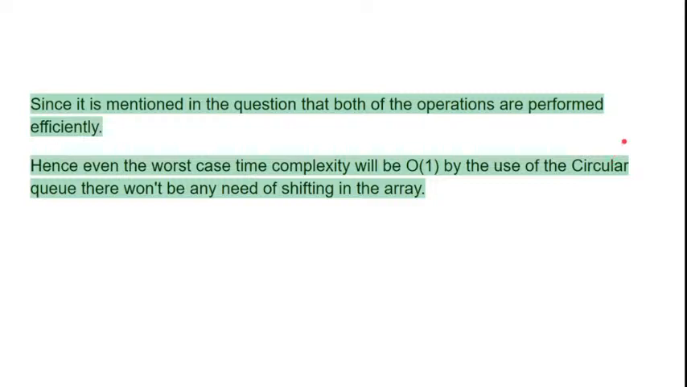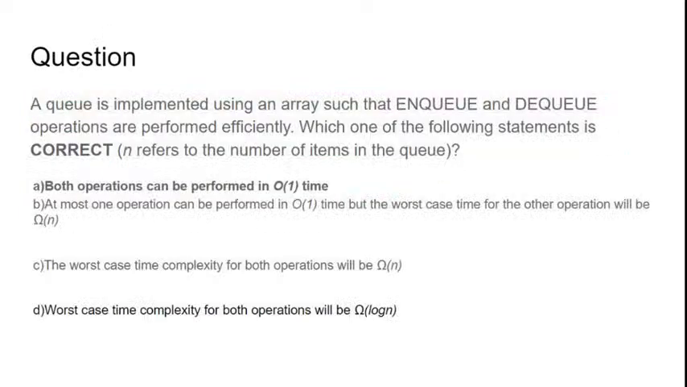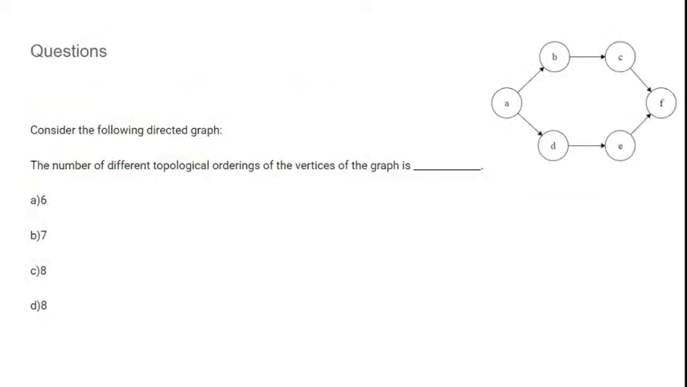So use the circular queue there, and there won't be any need for shifting in the array. Okay, use the circular queue. So the correct option is O(1).